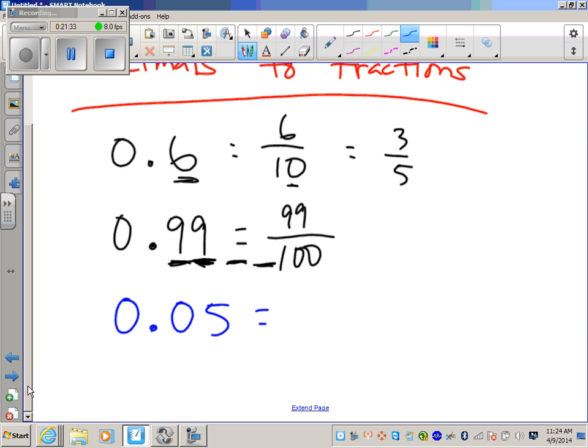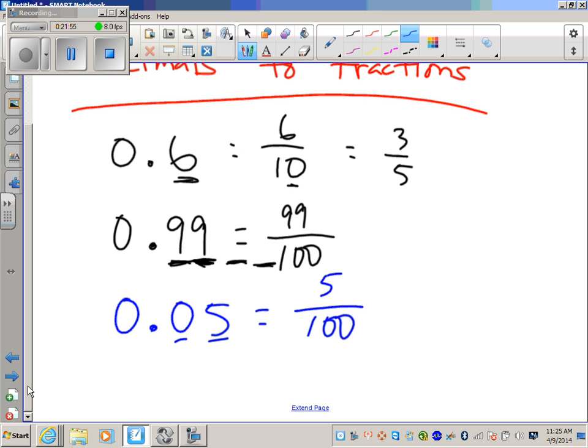Or better yet, what if we have one like this? It's 5. I'm not going to call it 0.5, I'm not going to put a 0.5 on top. So it's 2 places after, so it's 5 hundredths.